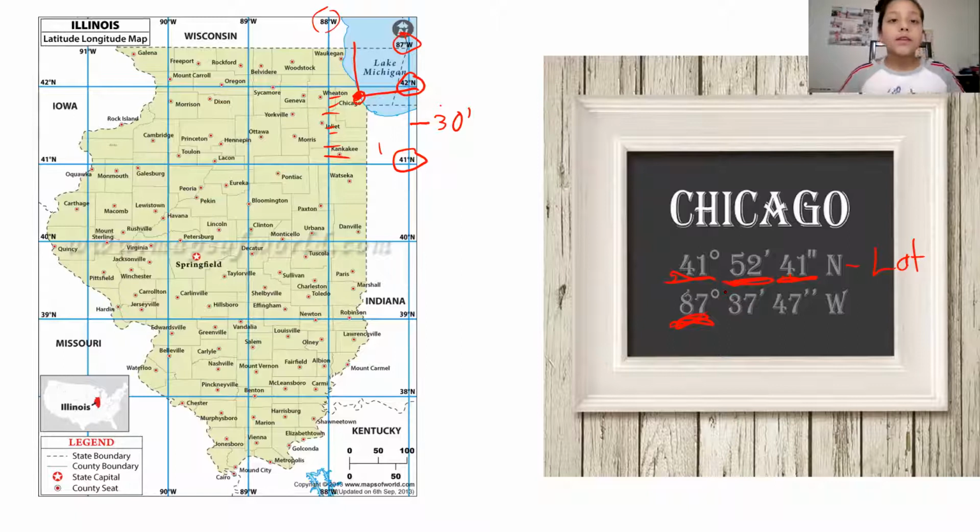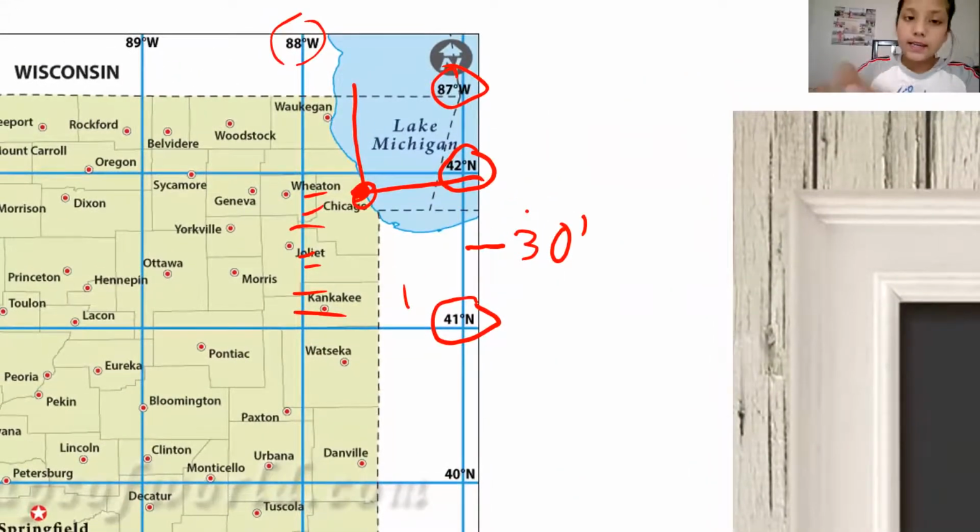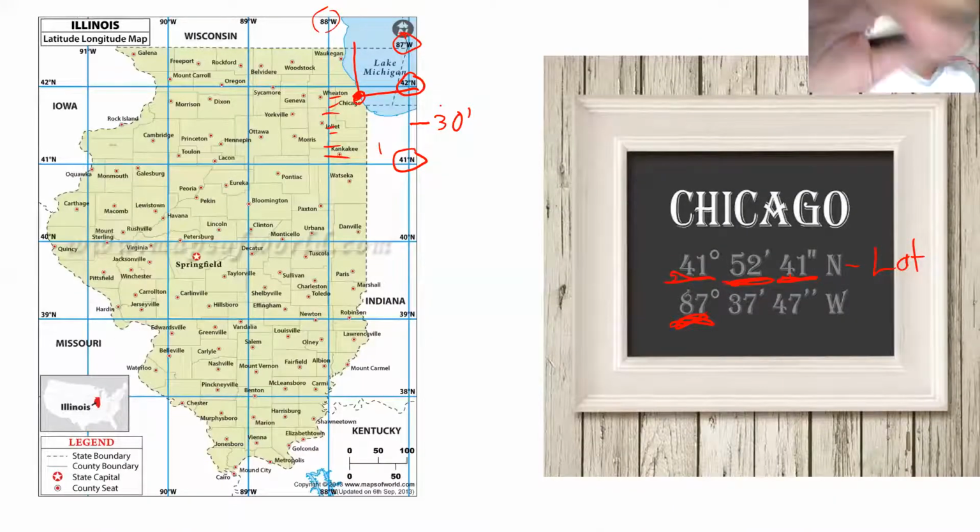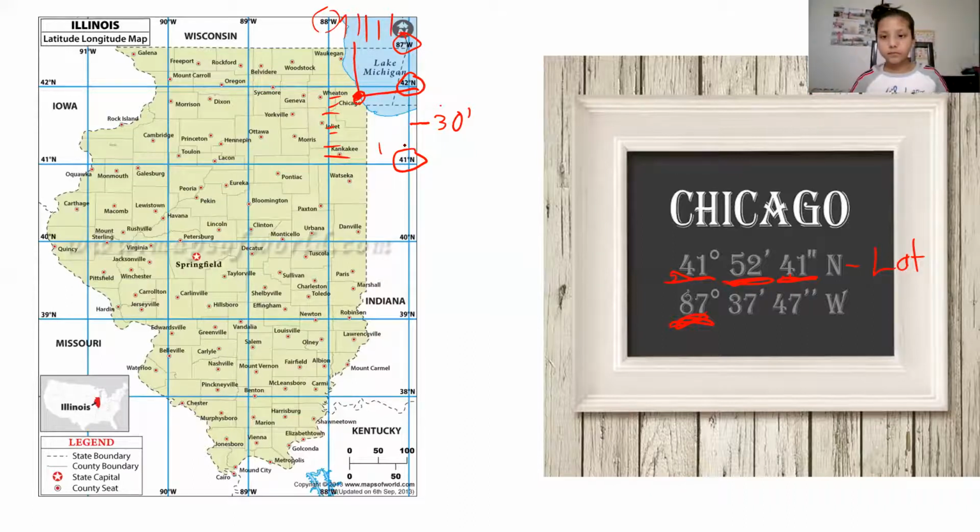Now if we divide the 87 degrees and 88 degrees into 60 equal parts, like this, then the exact measurement would be 37 minutes. We divide the 37-minute part into 60 equal pieces. The exact measurement of that would be 47 seconds. Here's the absolute location of Chicago. We did it.